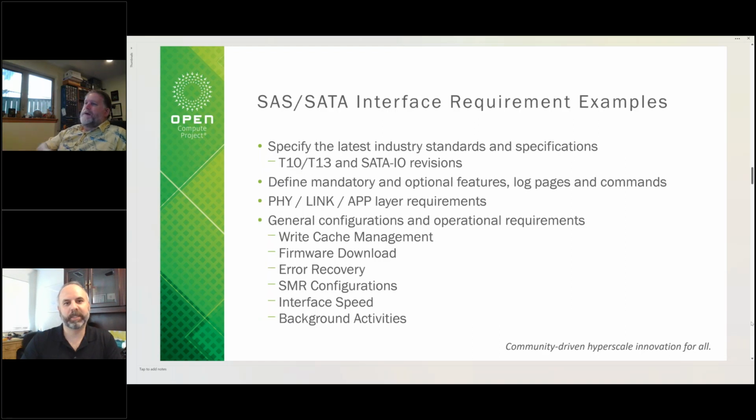Next page. All right, so a couple of examples of the interface requirements. Basically, there's existing T10 and T13 specs. So we specify which revisions of those specs, what's the latest version that you need to support for the SAS and SATA spec. We go through those specs and we define all the mandatory and optional features that are within them, the log pages and the commands as well. Some of the requirements we specify out in the PHY and the link and the app layers as well. Some of the general configuration and operational requirements that we specify in the spec are how to handle write cache management, firmware download, which commands you need to support for that, error recovery, SMR configurations, interface speeds that need to be supported, and how to handle background activities.